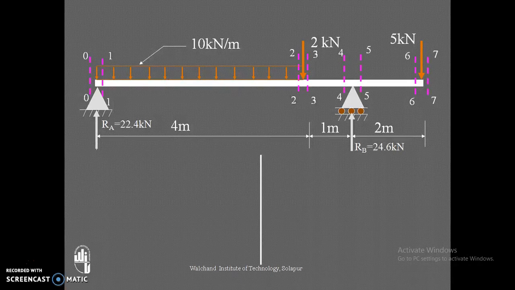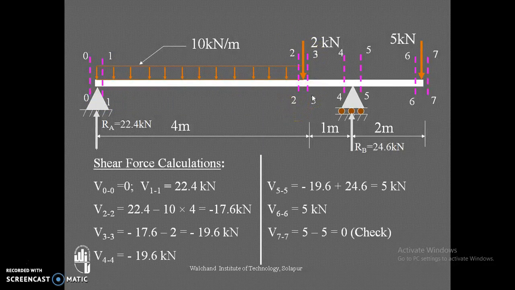Now the shear force must be calculated at different points on this beam. Sections are taken: section 0-0 just left of point A, section 1-1 right of point A, section 2-2 left of point C, and 3-3 right of point C. Now these are the shear force calculations.